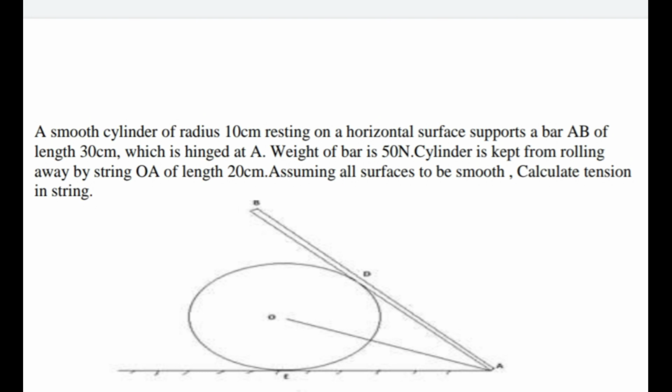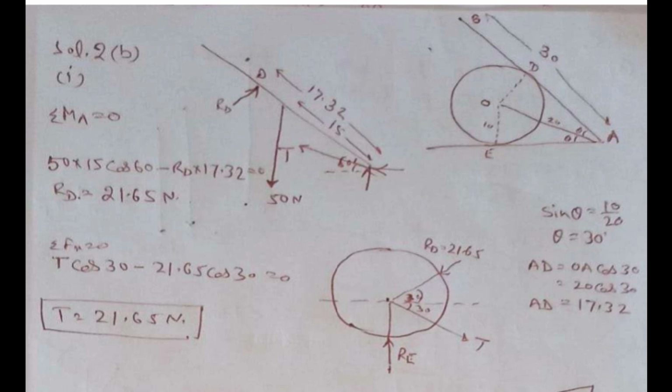So let's take the diagram. You can see in the diagram, which is in the rightmost side, the length of the rod is 30 centimeter and the point of contact of sphere with rod is at point D. So we will have to find out the value of AD. Now from the figure you can see radius of the sphere is given as 10 centimeter and length OA is given as 20 centimeter. So if we assume the angle theta, we will get sin theta equal to 10 by 20, that is sin 30. So we will get theta equal to 30 degree.